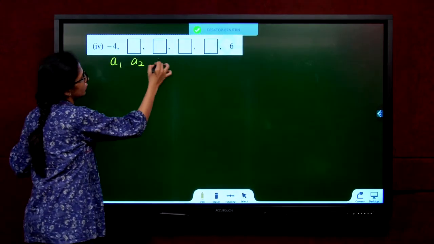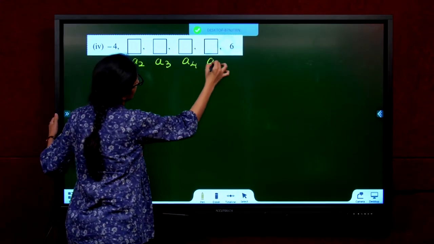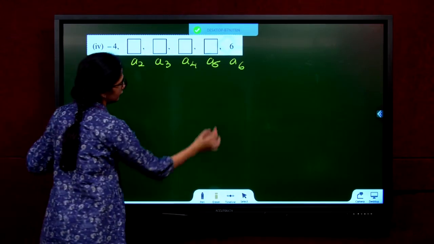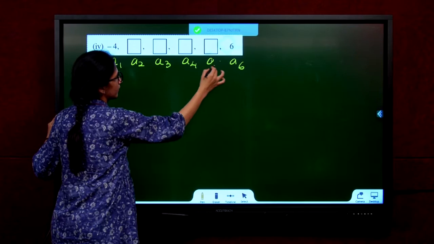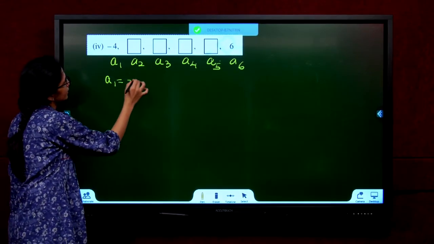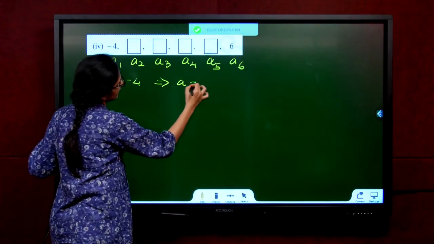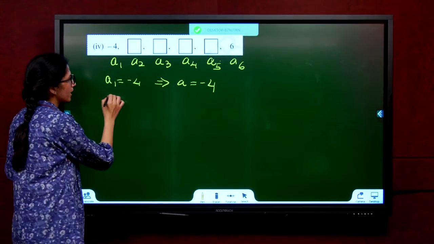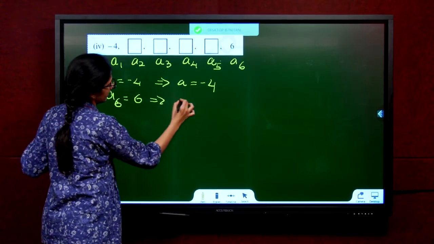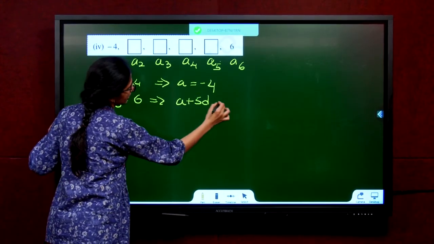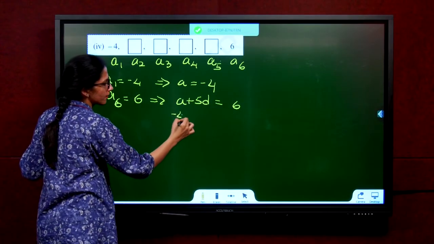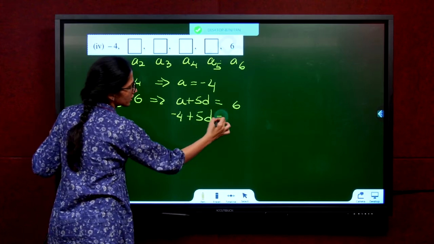A1, A2, A3, A4, A5, A6. Carefully observe. This is A5. Now carefully observe. A1 is given as minus 4. That implies A is equal to minus 4. A6 is given as 6. That implies A plus 5D is 6. But we already know A is minus 4. Substitute here. Minus 4 plus 5D is 6.